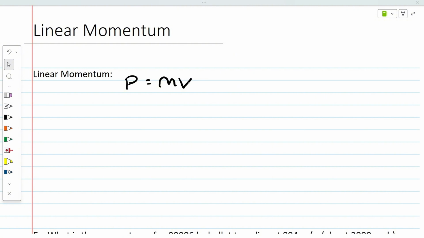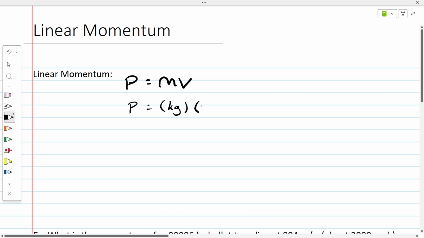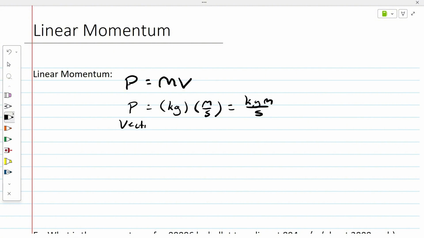So the momentum of an object, or linear momentum, is the mass times its velocity, and that's when it's moving in a straight line. The units of momentum are the kilogram from the mass and meters per second from the velocity, so the unit will be a kilogram meter per second. And this momentum is going to be a vector because velocity is a vector and mass is a scalar, which just doesn't affect the vector's direction, so we'll have a vector for the momentum.